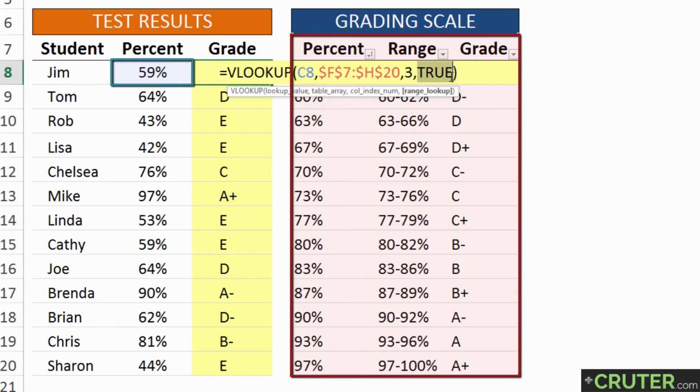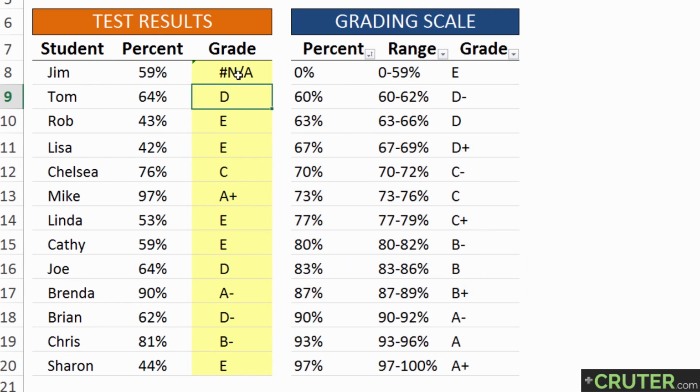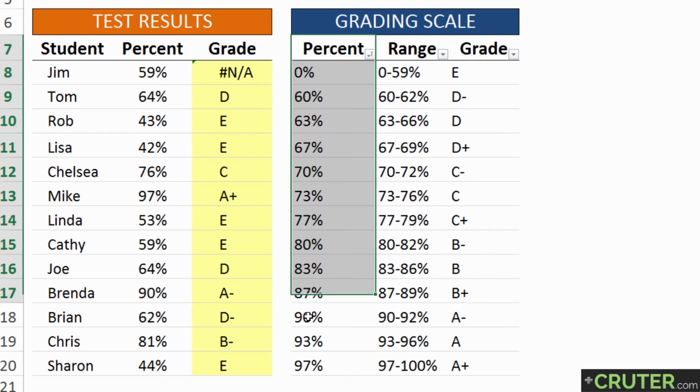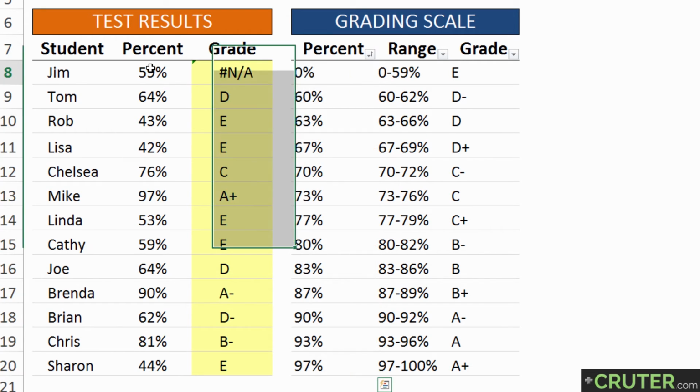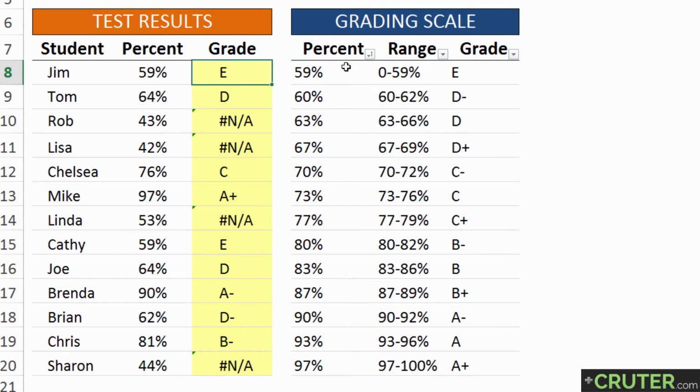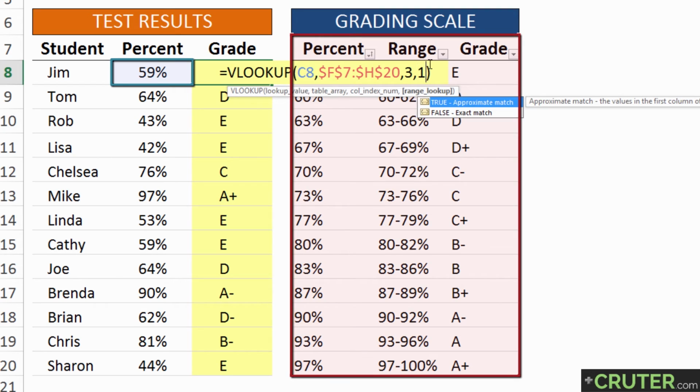the VLookup it can be an approximate or an exact match. So if I change this to 0 or a false answer, meaning it's an exact match, Excel won't find it because nowhere in this percent column is 59 exactly shown here. But if I change the 0 to 59%, then it will find letter grade E. Let me switch this back. And the next thing is that, and let me change this to number 1.